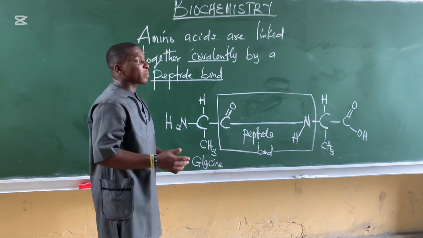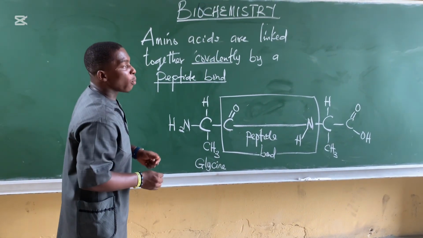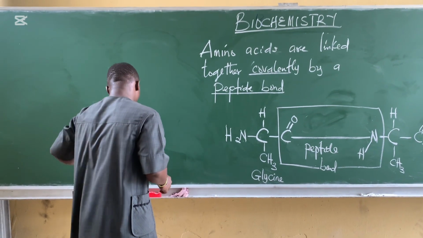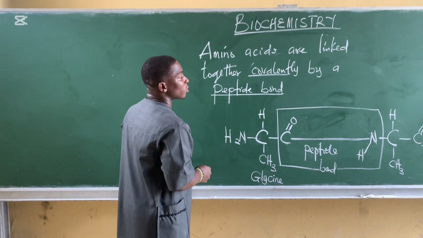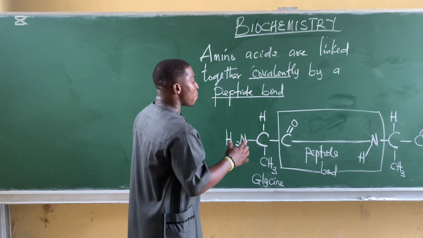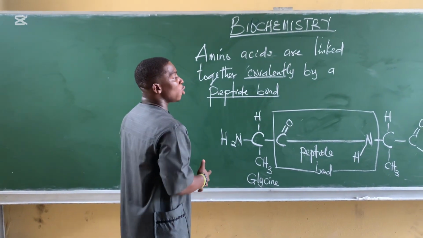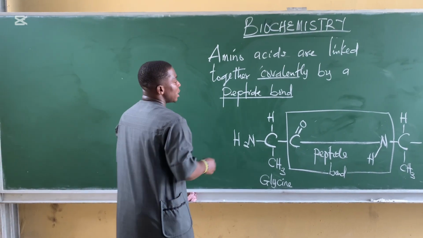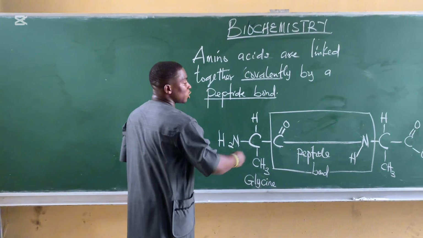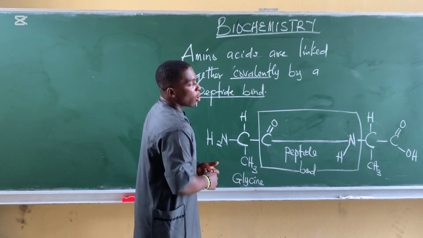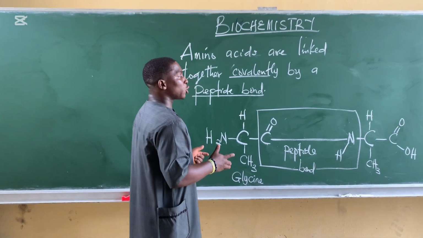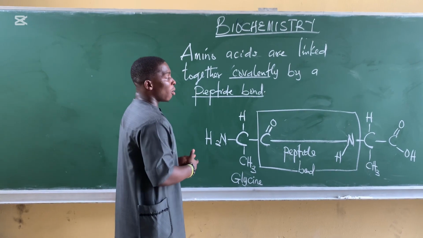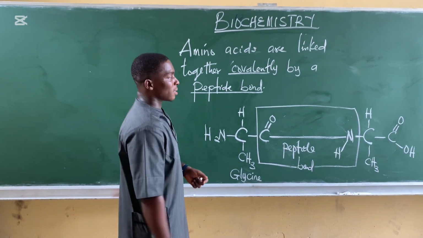There are two types of peptide bonds. There is a polypeptide bond and there is just a peptide bond, or you call it a monopeptide bond. The polypeptide bond is a bond between long chains of amino acids, but the monopeptide bond is a short bond between 3 to 4 chains of amino acids.